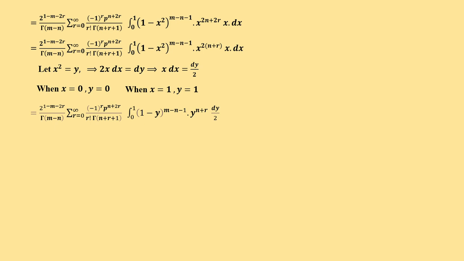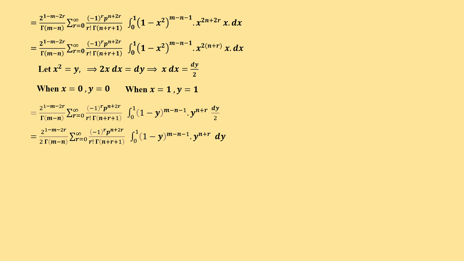So this becomes 2 power 1 minus m minus 2r by gamma(m minus n), summation r equals 0 to infinity, minus 1 power r, p power n plus 2r by r factorial gamma(n plus r plus 1), integral 0 to 1, replacing x square by y, 1 minus y power m minus n minus 1. X square, that is y, power n plus r. X power 2 into n plus r can be written as x square whole power n plus r. So replacing x square by y, y power n plus r. Then x dx is nothing but dy by 2.